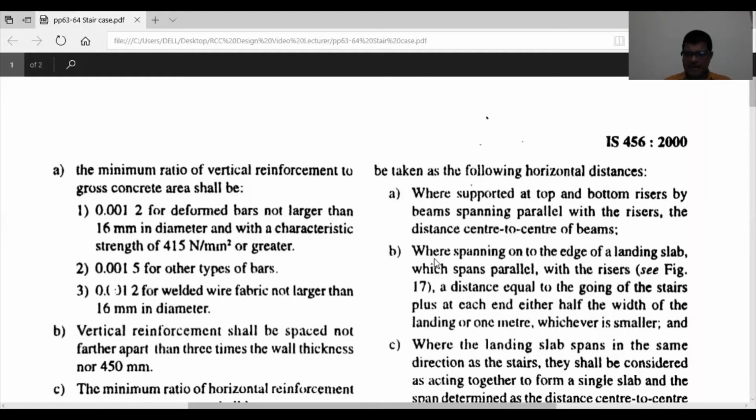But in a dog-leg staircase, where the flight spans on the edge of a landing slab which spans parallel, as shown in figure 17, the effective span is a distance equal to the going. We have already calculated the going upstairs, plus at each end either half of the width of the landing or 1 meter, whichever is smaller. That you have to find out.